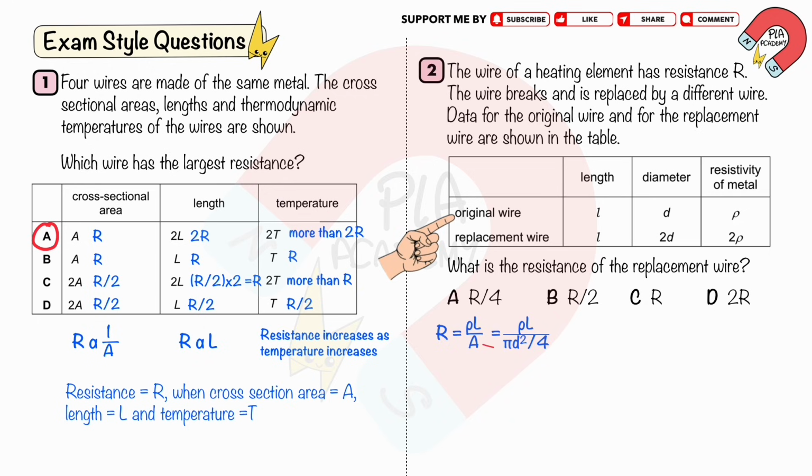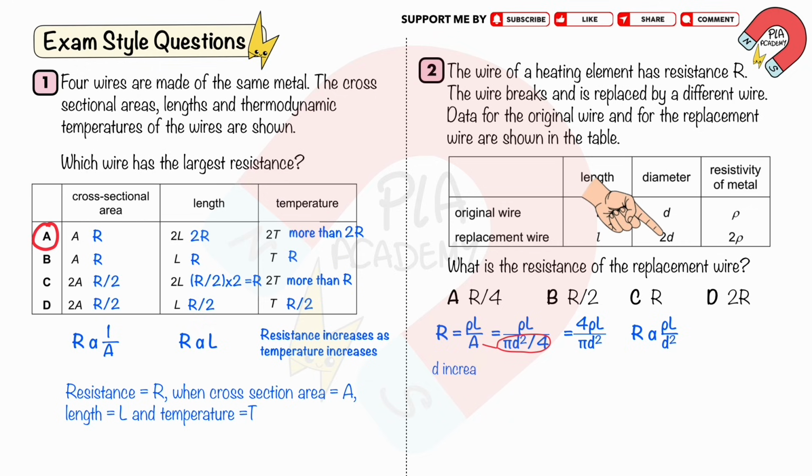Substituting the cross-section area, A equals πd squared divided by 4, and simplifying as 4ρL over πd squared. So, the resistance, R, is directly proportional to ρ times L and inversely proportional to d squared. The length of the replacement wire remains the same, so it has no effect on its resistance.